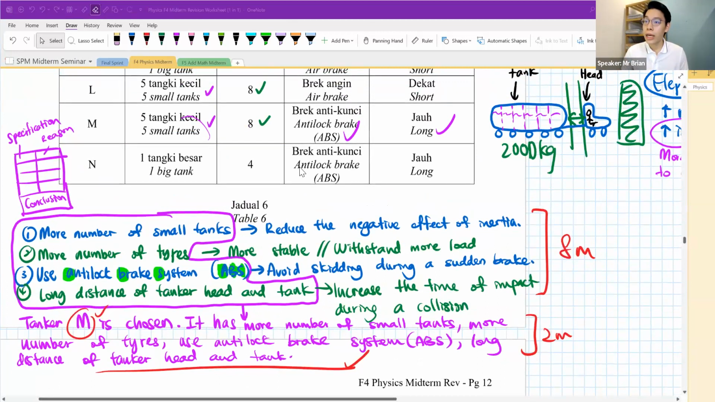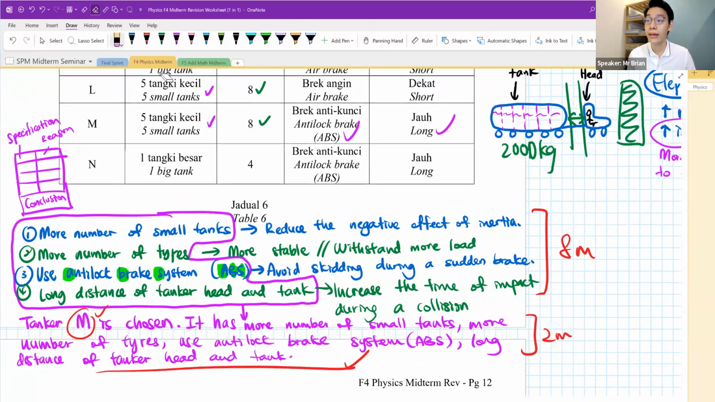Also, one more thing I want to remind you all. Do you notice I didn't write 5 tanks? I didn't write 5 small tanks. I didn't write 8 tires. Right? I didn't write that. Try, if you can, don't write the numbers. If you can, don't write 5 tank, 8 tire. Don't write the numbers. Why?